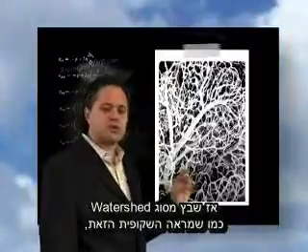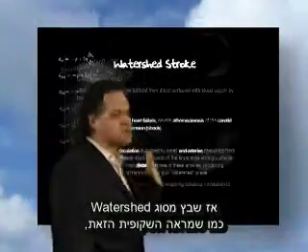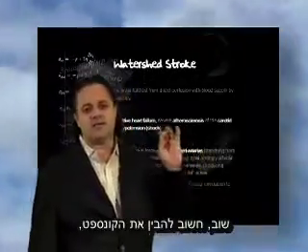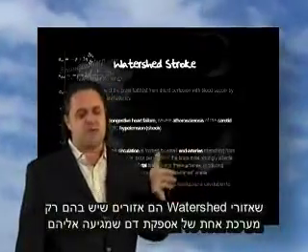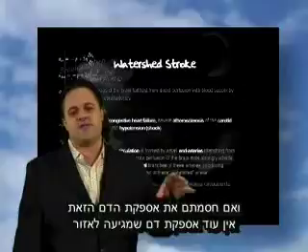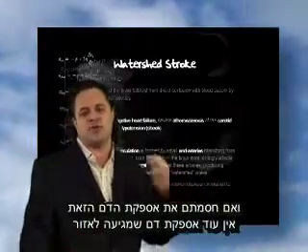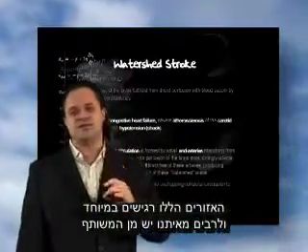So a watershed stroke, as this slide is showing, again, it's important to get that concept that watersheds are areas that only have one blood supply coming into them, and if you block off that blood supply, there's no other blood supply to pick up the area. Those areas are uniquely susceptible.